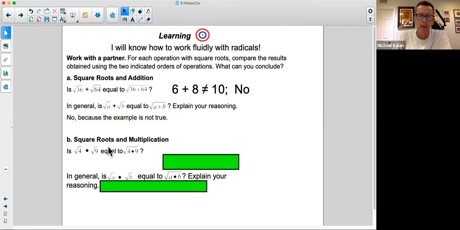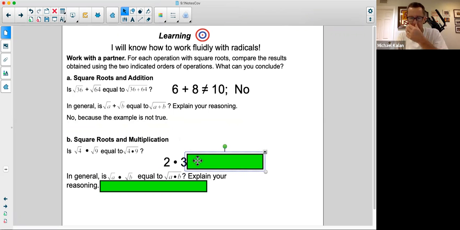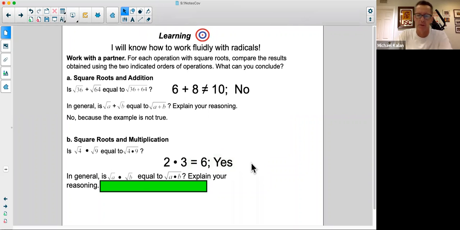Okay, well, what about with multiplication? So again, let's try this. What's the square root of 4? 2. What's the square root of 9? 3. So we have 2 times 3, or 6, on that left side. And then what about 4 times 9? Well, that's 36. What's the square root of 36? 6. So yes, it works. So when it's multiplication, can we combine? Will it work? Yeah. Or in other words, could we go from the square root of AB and split it? And the answer to that is yes, you can.